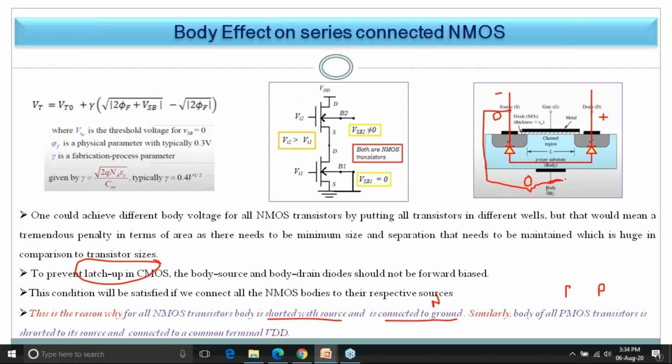If I am giving some positive voltage here, what will happen? Electrons which are forming the inversion layer will get attracted towards the body, and that's why you need to apply more VT. This effect is called the body effect. Hope this particular point is clear to you.